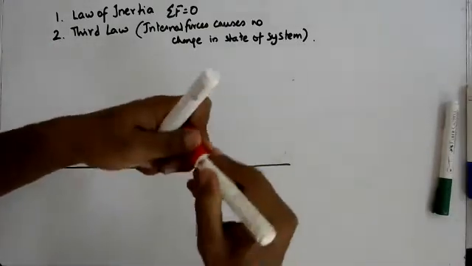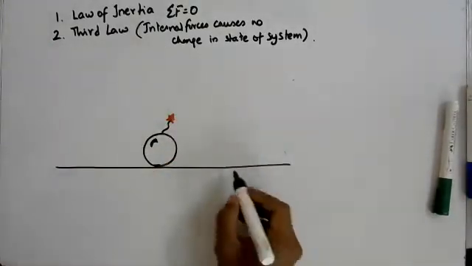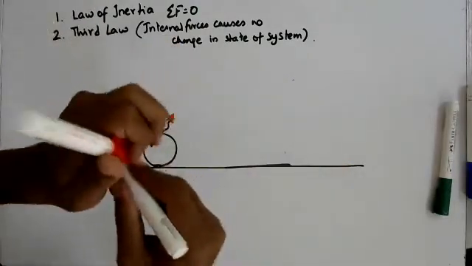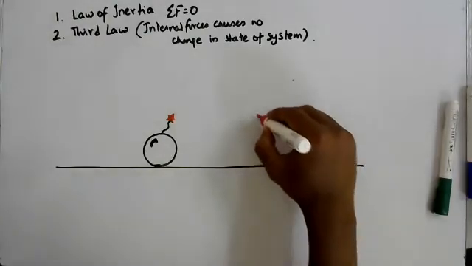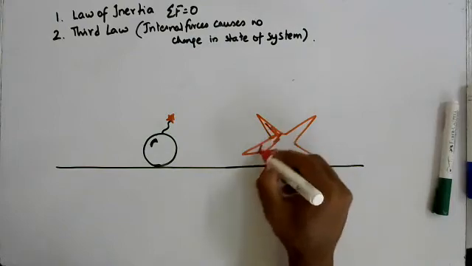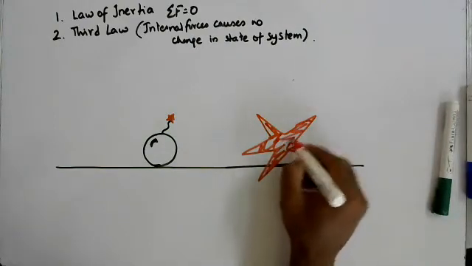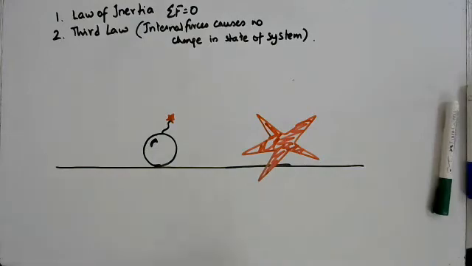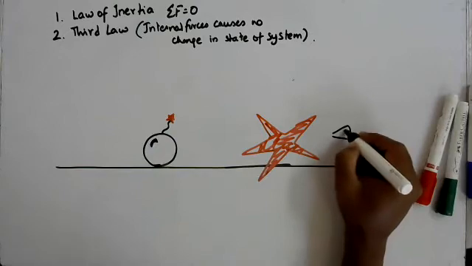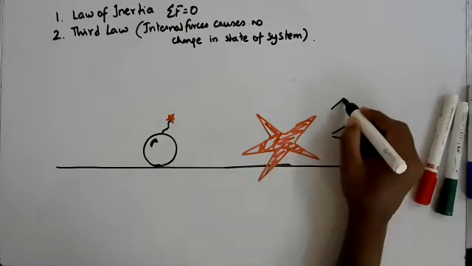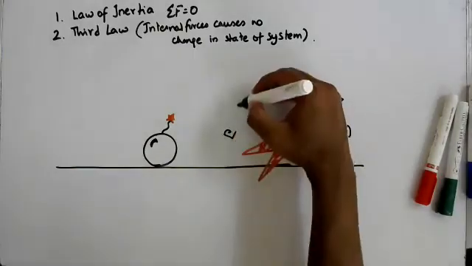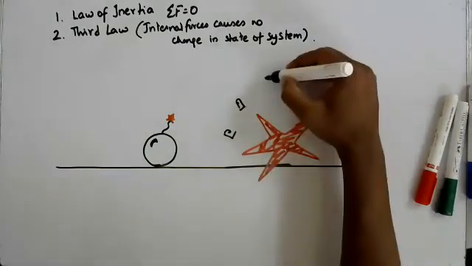Where shall I show it? I'll show it here on this side. So how do I show a blast? Okay, and the fragments of metal or whatever it is, they are all flying about in all sorts of directions.